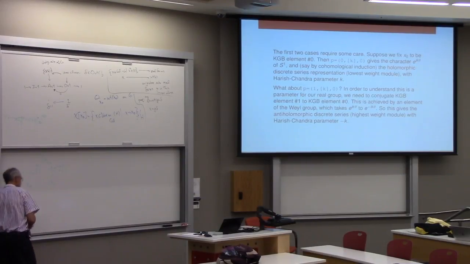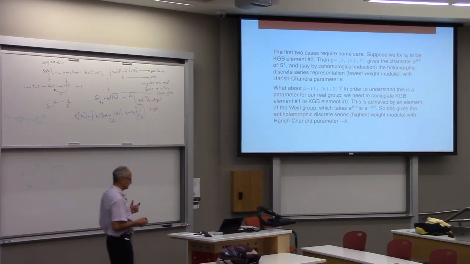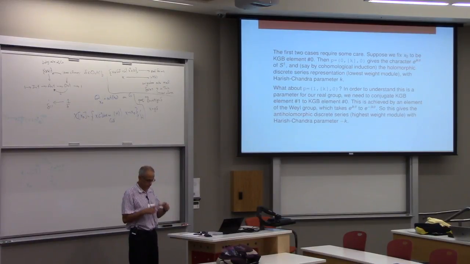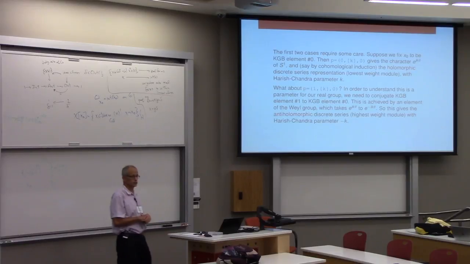The way to think of it is that on this we have a compact Cartan subgroup, and in order to talk about it, we have to fix a KGB element, and I fixed 0. This one is talking about the same Cartan, except it's got a different x. So in order to identify it, you have to conjugate 1 to 0 by using the Weyl group element. That has the effect of changing k to minus k. And now we're getting the anti-holomorphic discrete series with Harish-Chandra parameter minus k.